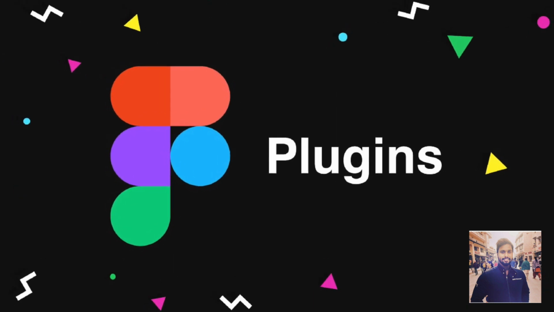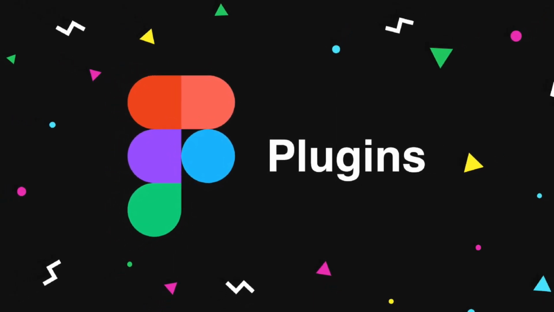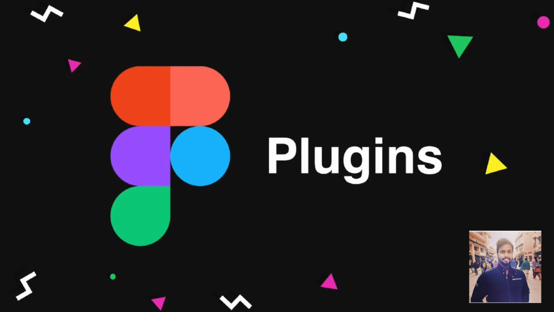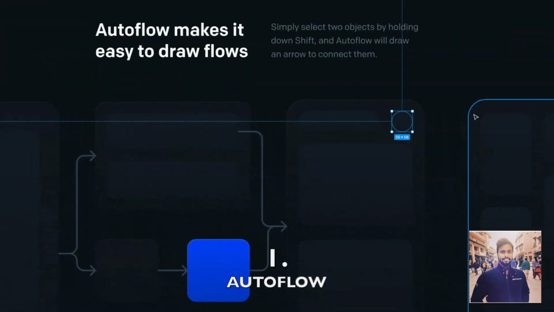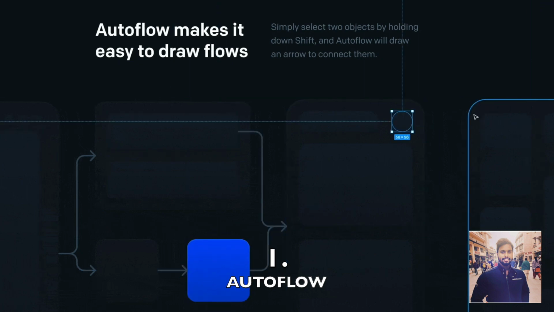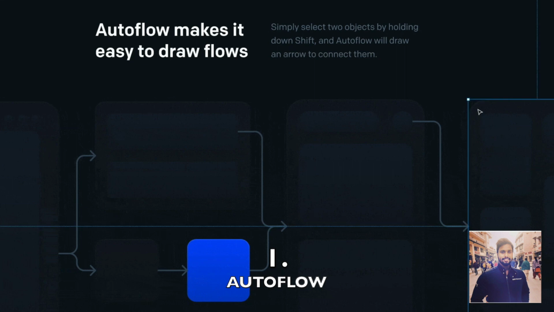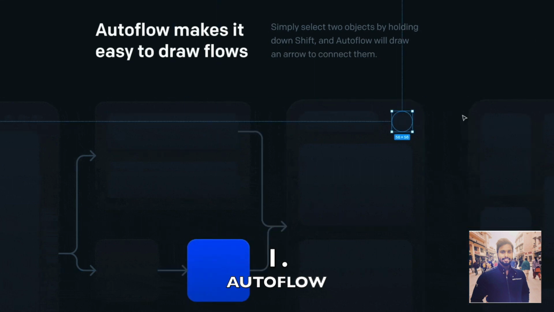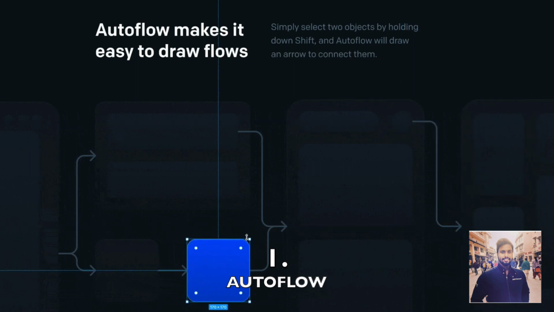Today we will discuss 10 Figma plugins every designer must have. Okay, so first we will start with Autoflow. Autoflow is the best and easiest tool to create a quick user flow. You can create a user flow in a wee bit of time by just creating shapes and connecting them. So this is useful for creating user flows.